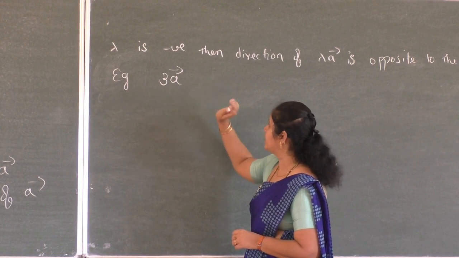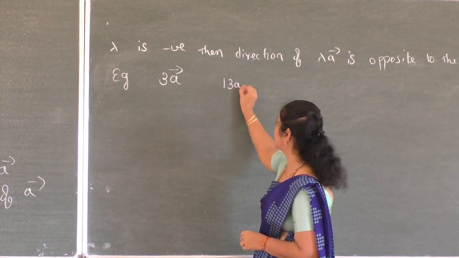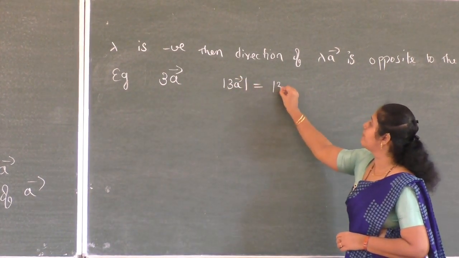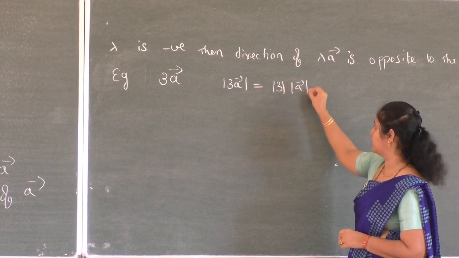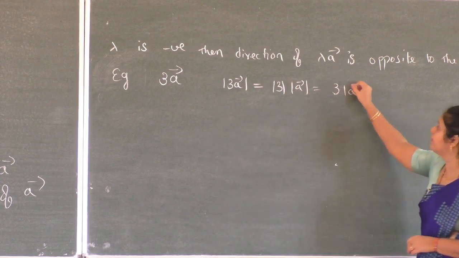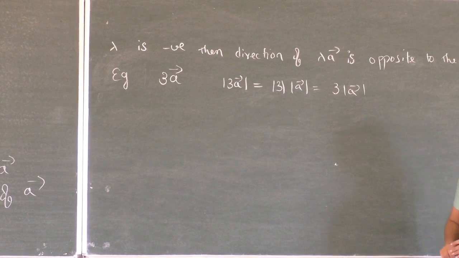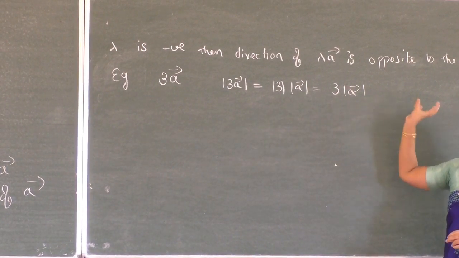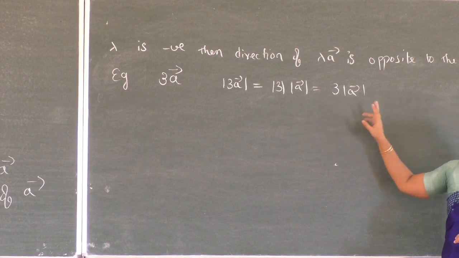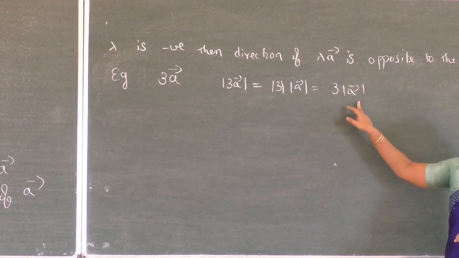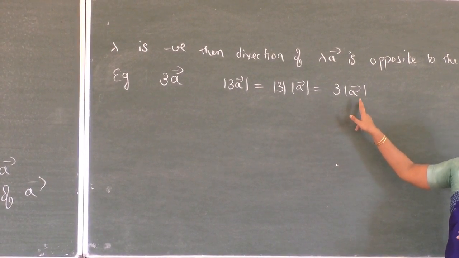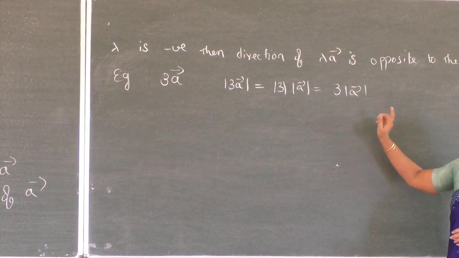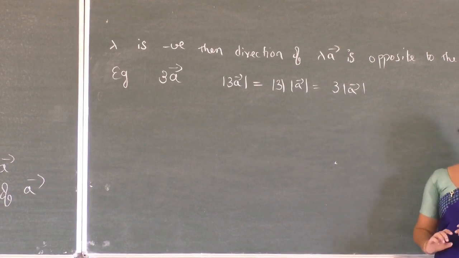So the magnitude of 3 into vector A is equal to the magnitude of 3 into the magnitude of vector A, which is 3 into the magnitude of vector A. If you know the magnitude of vector A properly, then we will get one number, because magnitude is a number, and we have to remember that magnitude is always a positive number. So 3 into magnitude of vector A.